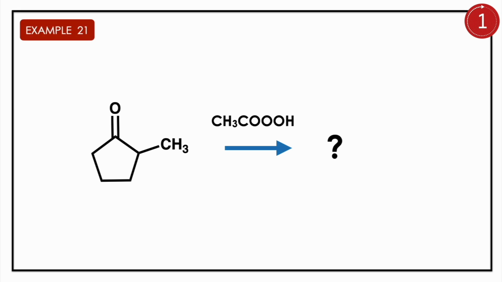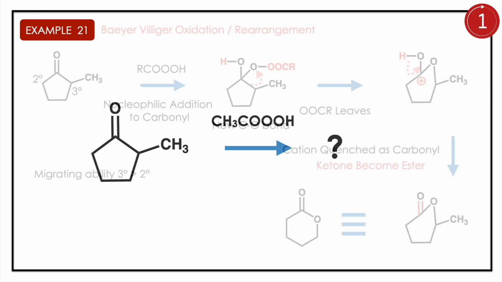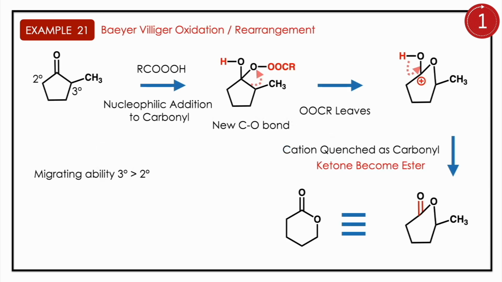Then the next example. Here you have cyclopentanone. At the alpha position you have a methyl group. You are using the peracid. You should find what will be the final product. Here a ketone is there. You are using the peracid. So Baeyer Villiger oxidation reaction. Here the starting material is the carbonyl. You are using the peracid.